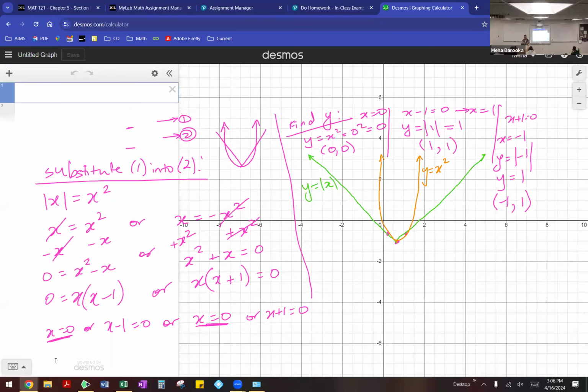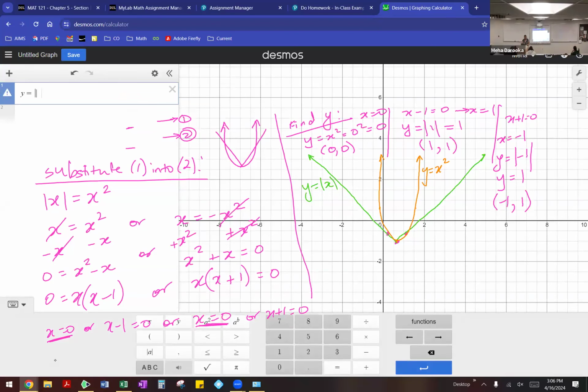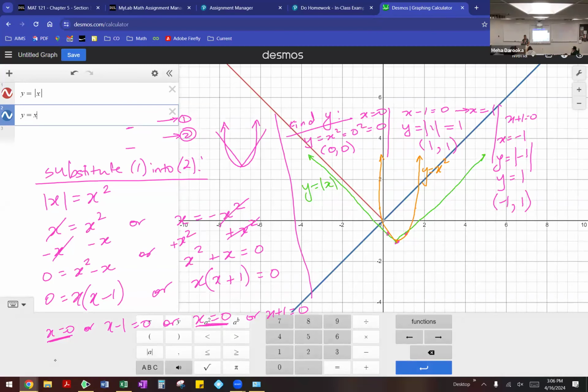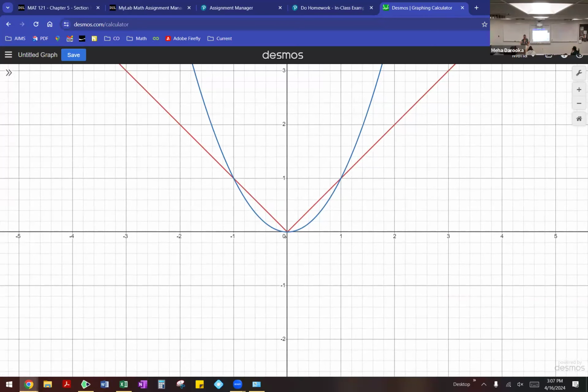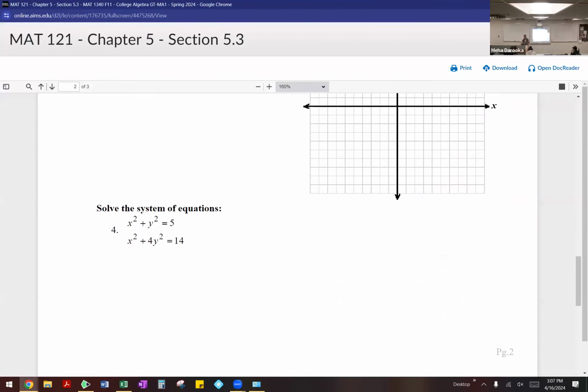Regular graphing, we have y, absolute value. Like I said, you should be able to see 0, 0, positive 1, positive 1, and then negative 1, positive 1. Yeah? Alrighty. So that was using substitution.